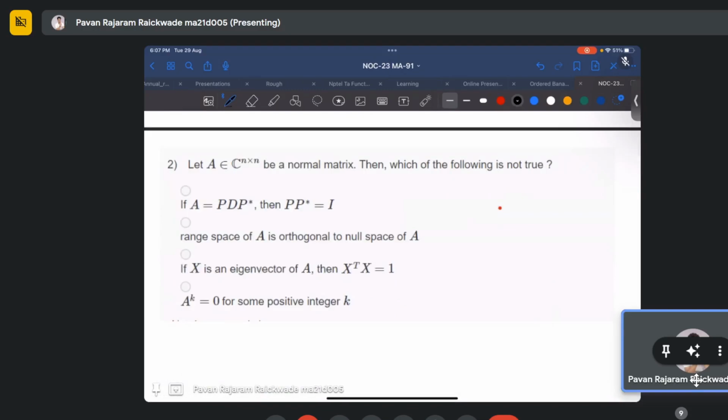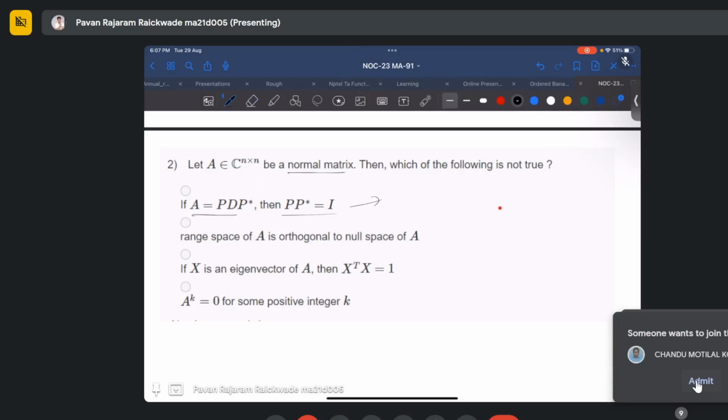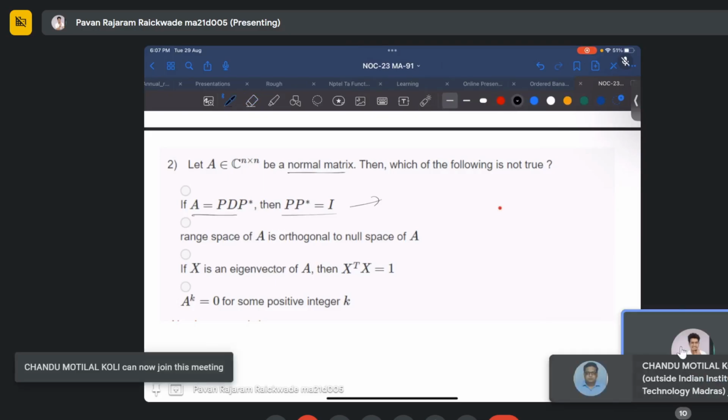Okay, let's go with question number 2. Let A be a normal matrix, then which of the following is not true? So A is a given normal matrix. Then we have been asked whether A can be written as P D P star, where P star P is identity. Is this true? Yes, sir. By what theorem, or by what logic, is this true? Can you explain?